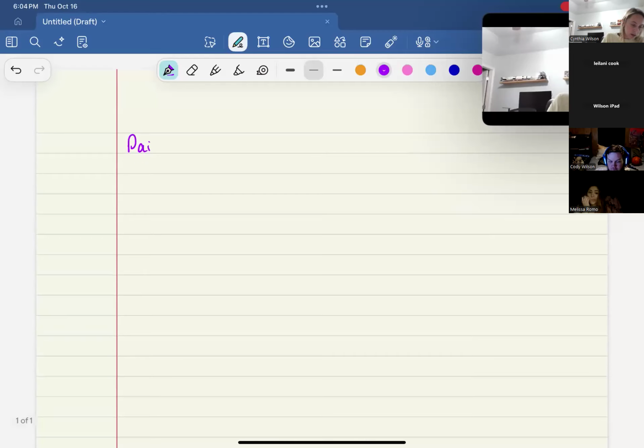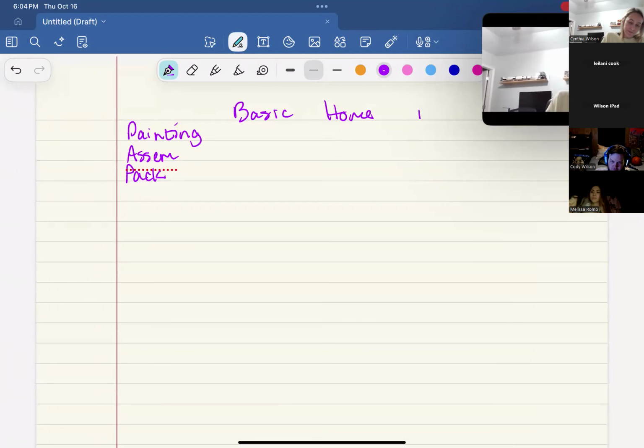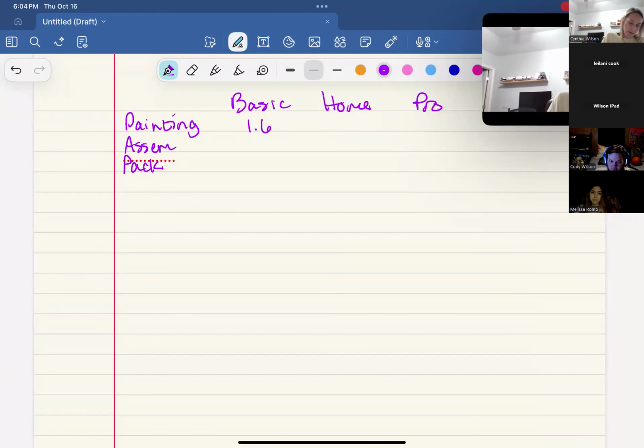Right, you have painting, assembly, packaging, then you have basic, homeowner, and pro. And each one of those has different values. The basic and painting, I'm just going to write them all down.